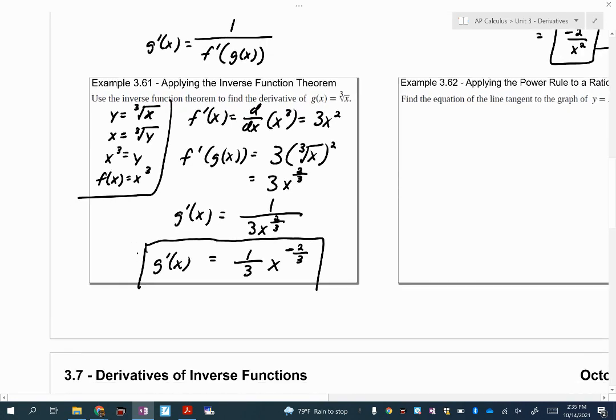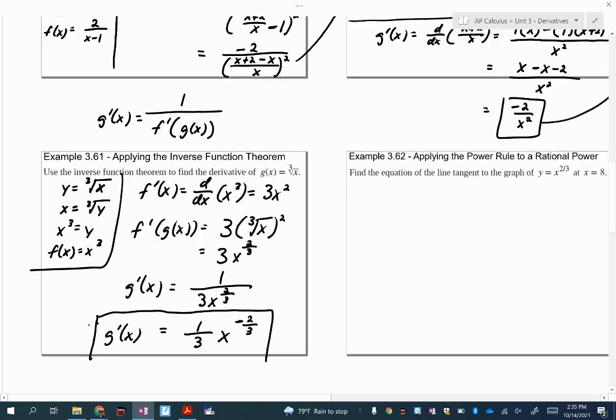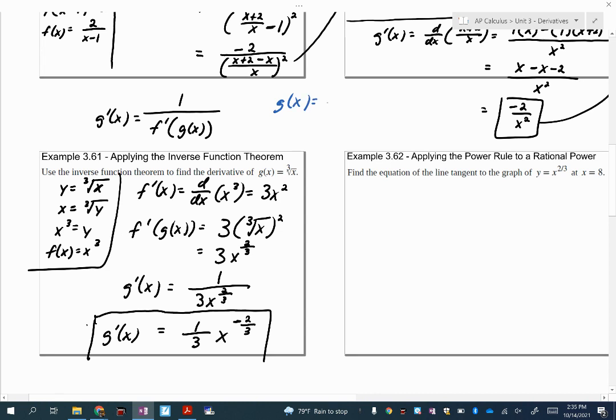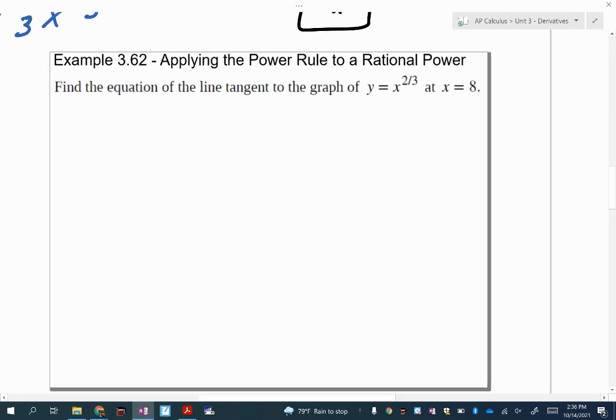So if I had originally written g of x, I'll do it up here, g of x to be x to the 1/3 power, you would do 1/3, this is for the derivative, so power rule, 1/3 times x, and then 1/3 minus 1, right? 1/3 minus 3/3 is going to be negative 2/3. And look at that, that's the answer. So you'll notice that whenever I see this problem, like on the AP exam or an AP question, I'm not going to be using this inverse function theorem, but we're using it to help you understand how to get to this stuff.